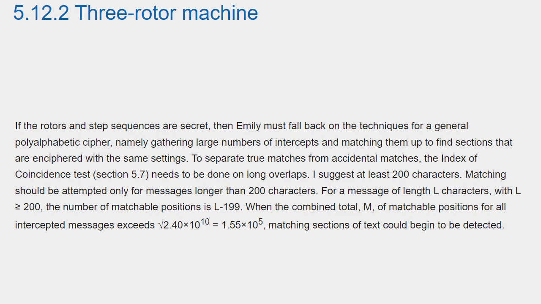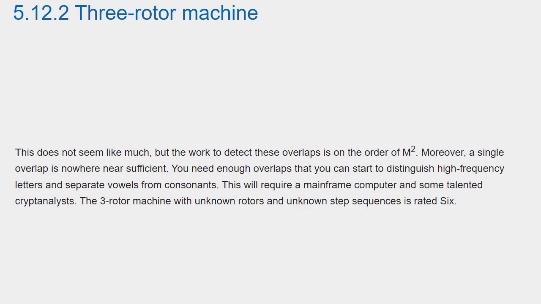When the combined total M of matchable positions for all intercepted messages exceeds the square root of 2.4 times 10 to the 10 equals 1.55 times 10 to the 5, matching sections of text could begin to be detected. This does not seem like much, but the work to detect these overlaps is on the order of M squared. Moreover, a single overlap is nowhere near sufficient. You need enough overlaps that you can start to distinguish high-frequency letters and separate vowels from consonants. This will require a mainframe computer and some talented cryptanalysts. The 3-rotor machine with unknown rotors and unknown step sequences is rated 6.